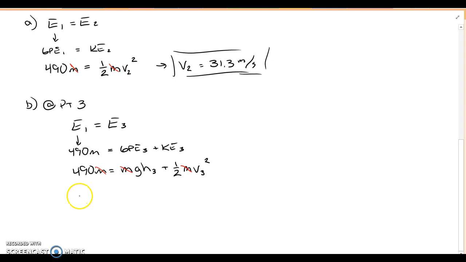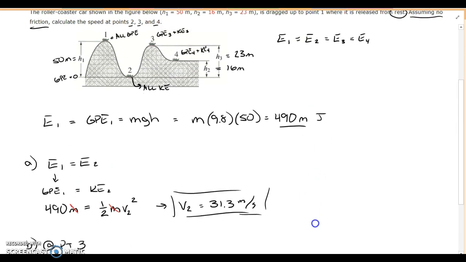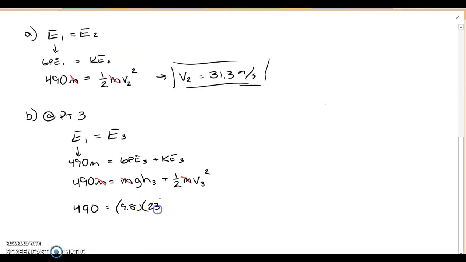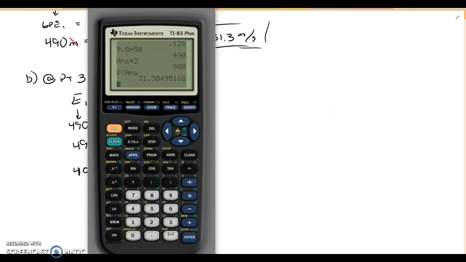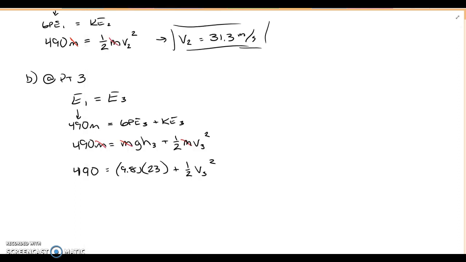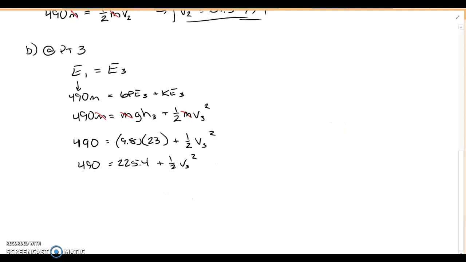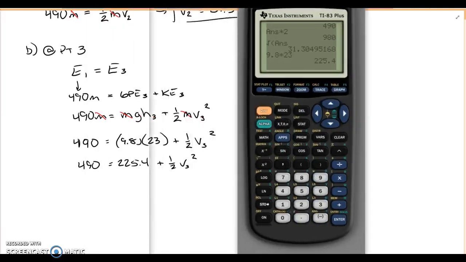I'm going to plug in the values I know, so I've got 490 on the left side right now. 9.8 is g. My height of 3, they tell us, is 23 meters. Plus 1/2 v3 squared. So yet again, I have one variable that's unknown. 9.8 times 23 is 225.4. 490 equals 225.4 plus 1/2 v3 squared.